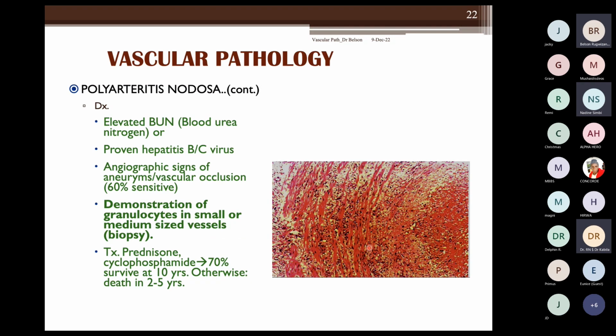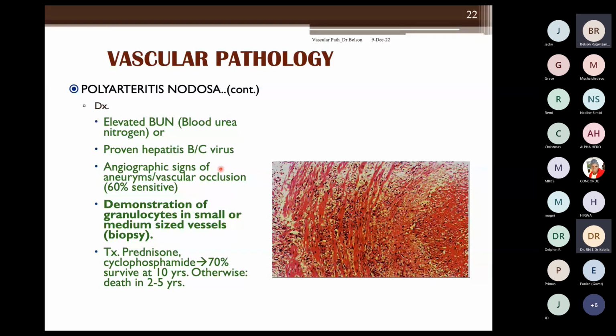So for diagnosis, blood nitrogen will be increased. You can test and see if the patient has been affected by hepatitis B or C. So angiographic signs of aneurysm or vascular occlusion. But they say angiography is 60% sensitive. Ni ukuvuga ko mu bantu 100 bafite iyi ndwara, angiogram izabonamo 60 gusa, 40 ntabwo izabasha kubibona. So bivuga ko aneurysm cyangwa occlusion ntabwo buri gihe zigaragara.